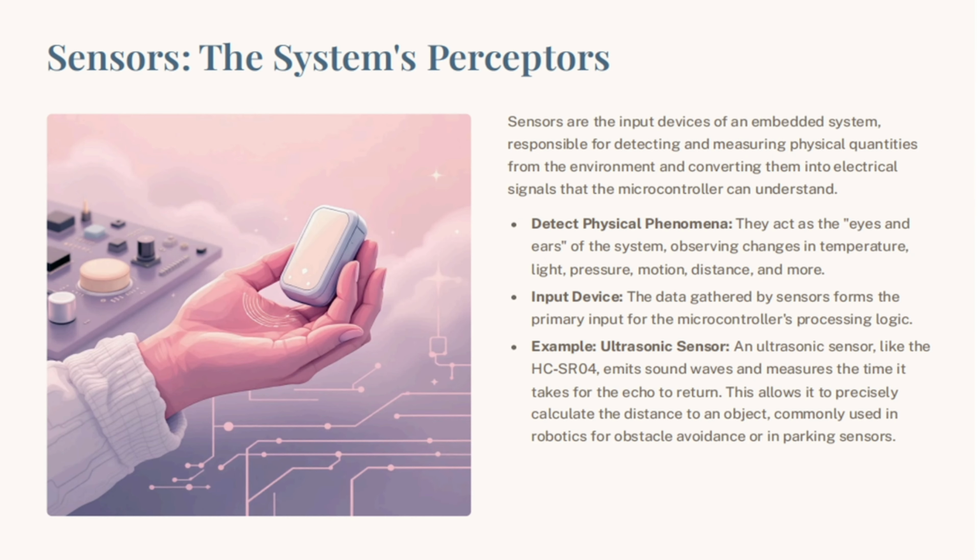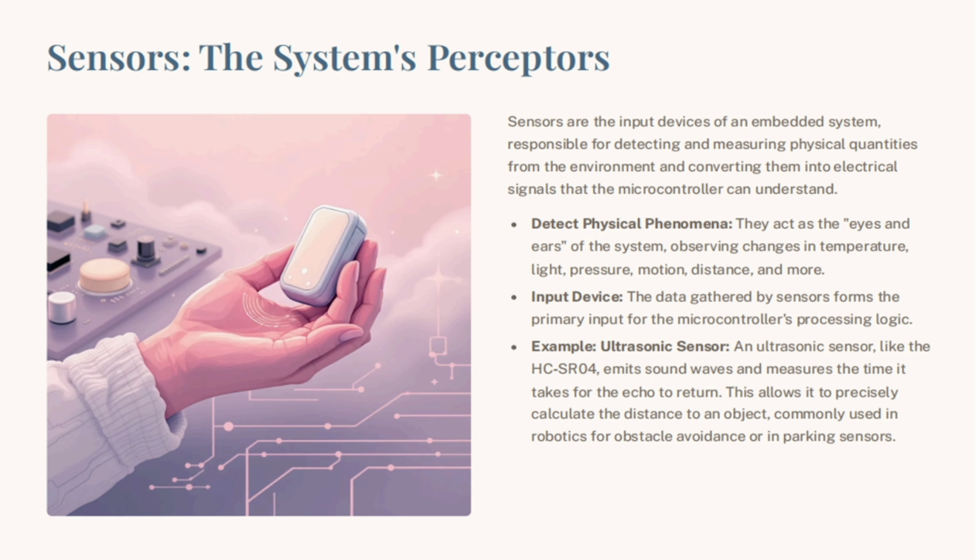Sensors, the system perceptors. We look at sensors, which function as essential input devices for any embedded system. They are responsible for detecting physical quantities from the environment and converting them into electrical signals that the microcontroller can actually process. Sensors essentially act as the eyes and ears of the system. They observe real-world changes in variables such as temperature, light, pressure, motion, and distance.